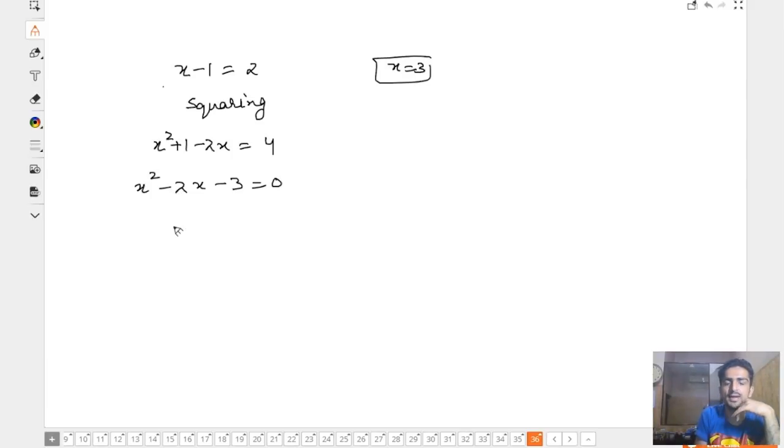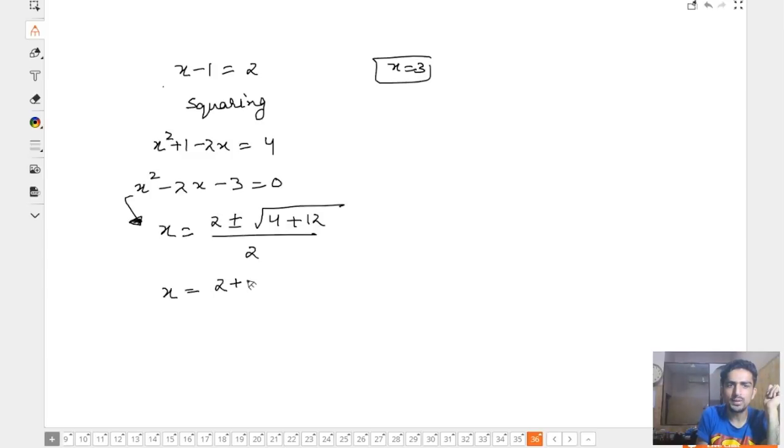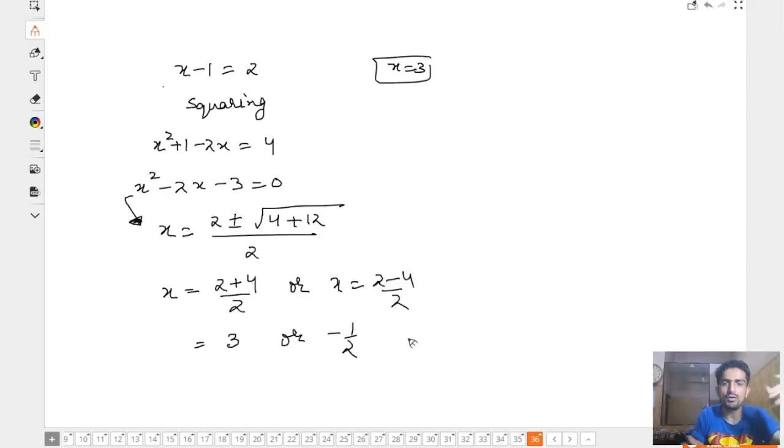Now from here, when I tried finding x, what do I get? I get x equal to minus b plus minus root of b square minus 4ac by 2a. That is, I get x equal to (2 plus 4) by 2 or x equal to (2 minus 4) by 2. So no doubt I got 3, but I got one more answer, minus half. Now how come that be true? How come that be true?